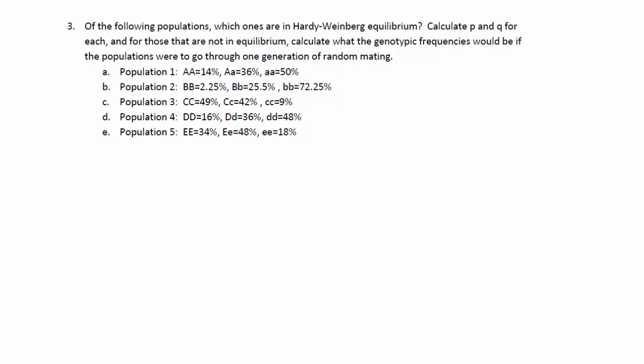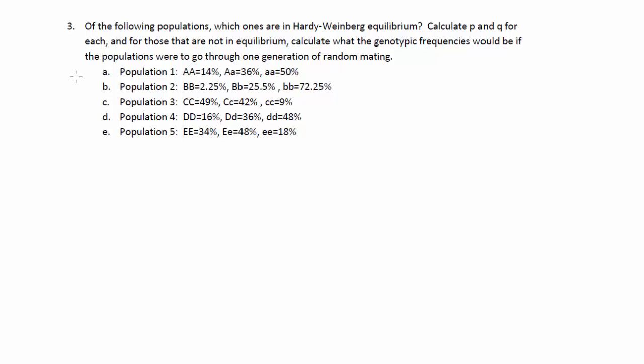Of the following populations, which ones are in Hardy-Weinberg equilibrium? Calculate P and Q for each, and for those that are not in equilibrium, calculate what the genotypic frequencies would be if the populations were to go through one generation of random mating. So in other words, calculate what the genotypic frequencies would be if they were to become in equilibrium.